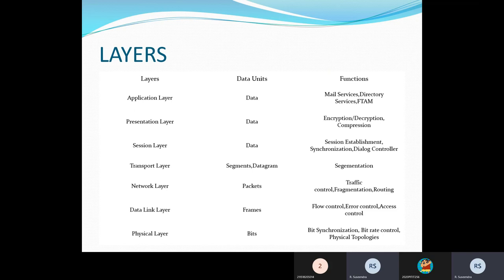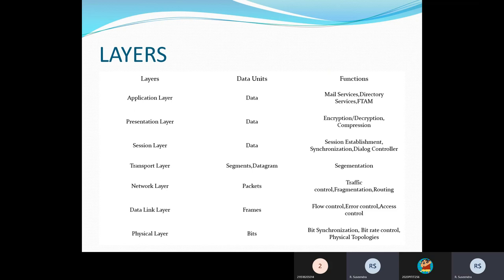So the encryption, decryption, and compression will be present. Then the data will be received by the sender. So these are the layers. First, the data will be segmented into bits, which means splitting. Then the data will become frames, then packets, then segmenting, session establishment, encryption, and the mail message services, directory services. So these things happen in every step.